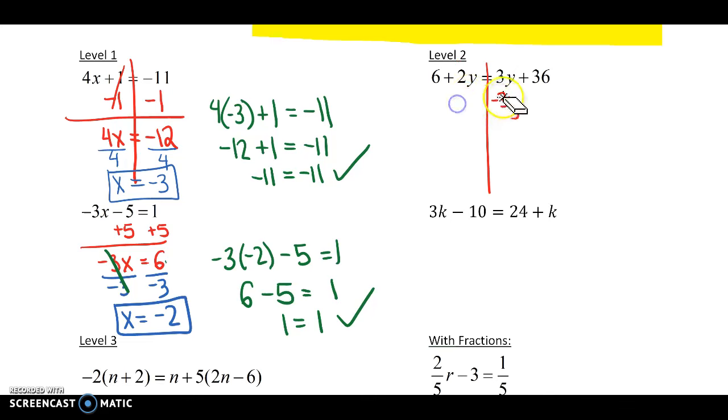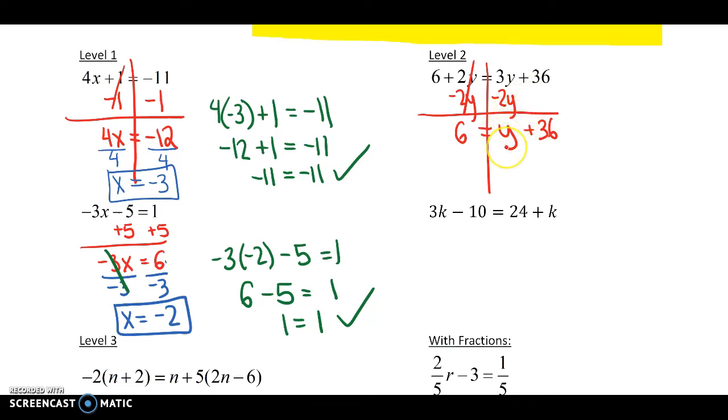I might recommend subtracting the 2y because I'd prefer to do 3y minus 2y than 2y minus 3y because I'll get a negative. So personal preference, but I'm going to subtract that from both sides. So 2y minus 2y, I have 0 y's left on this side. And then I have 3y minus 2y here, and I get y here. And then that 36, just plus 36.